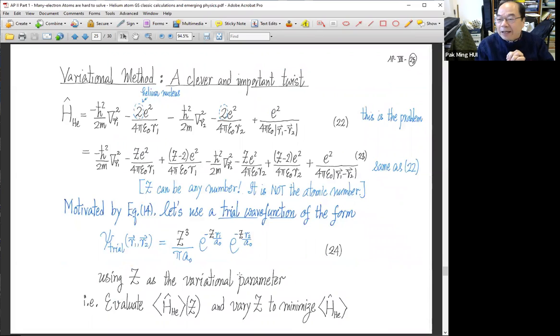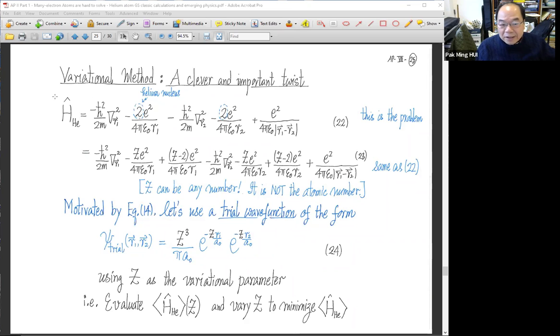So here is the and more part of this section. Remember, I say first order perturbation and more. Okay, this is the and more. So here we will try a variational calculation. It's a very clever and important trait of the first order perturbation calculation that we did. So let me motivate it.